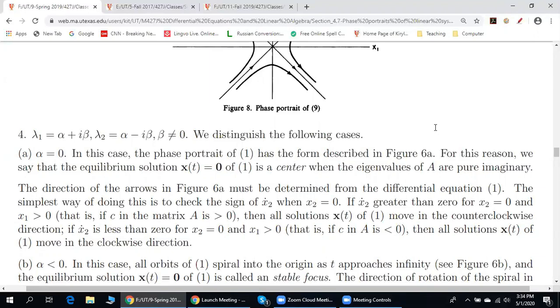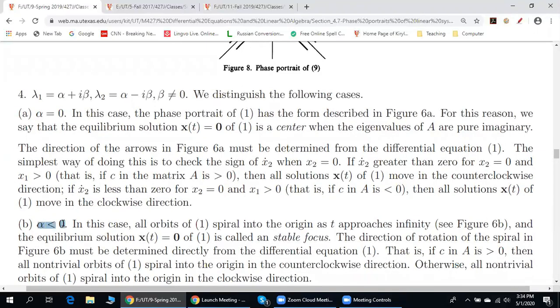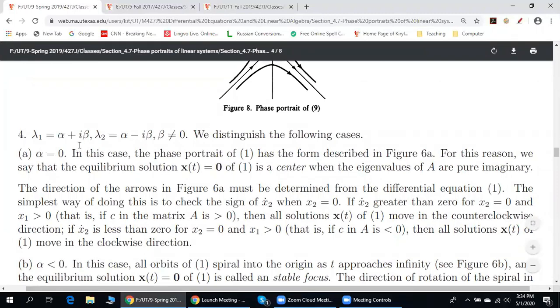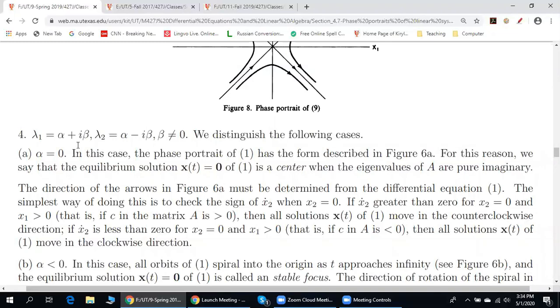Next example. Case 4. Eigenvalues are complex. We split this case into 3 subcases. Subcase number 1, alpha is 0. Subcase number 2, alpha is negative. Subcase number 3, alpha is positive, where alpha is this. By the way, observe that since we are talking about 2 by 2 systems, if one of the roots is not a real number, the other root is necessarily not a real number. Moreover, if one of the roots is of the form alpha plus i beta, the other is its conjugate, alpha minus i beta. So there are 3 cases: alpha is 0, alpha is negative, alpha is positive.